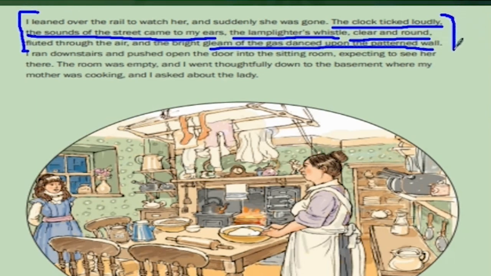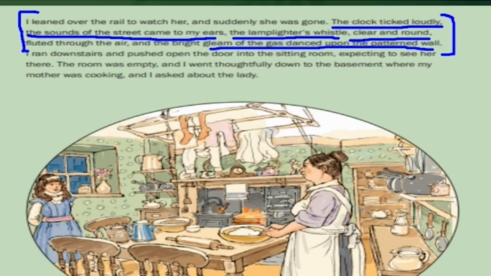Okay, so before, when this lady appeared, everything seemed to stop. Like time stopped, and she couldn't hear the clock anymore. But once the lady has gone, the clock begins to tick again, and she can hear it. She hears the sound of the streets come back to her ears. She hears the lamplighter's whistle again. So all of these things suggest that once this lady has gone, this ghostly spirit, that things have gone back to normal. So any of these parts here, and remember we're looking for 3 pieces of evidence that show things have gone back to normal to get those 2 marks. So we've got the clock ticking loudly, the sounds of the streets, and the lamplighter's whistle, and also the gleam of the gas lamp that came back and danced upon the wall.